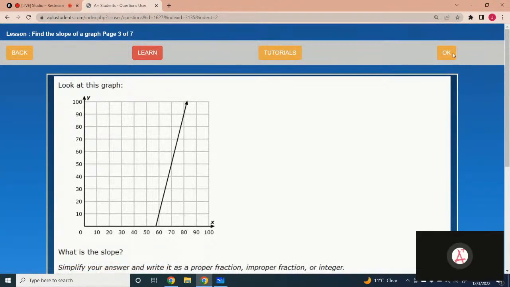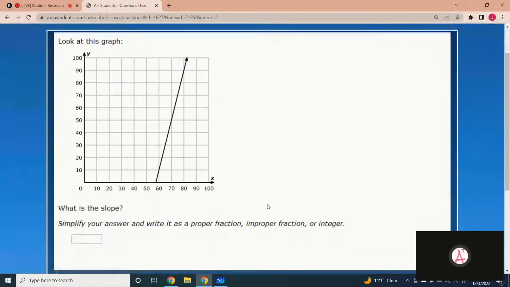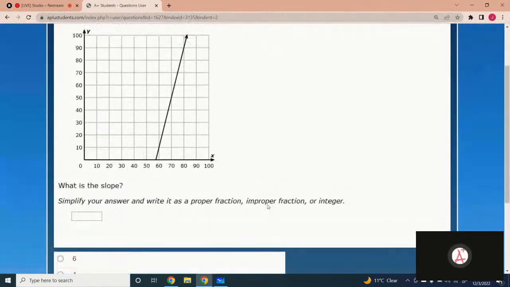Okay, so what is the slope for this one? Here is the first point of intersection and here is the second one. It would be 1, 2, 3, 4. So the slope for this function is 4. Let me just calculate.